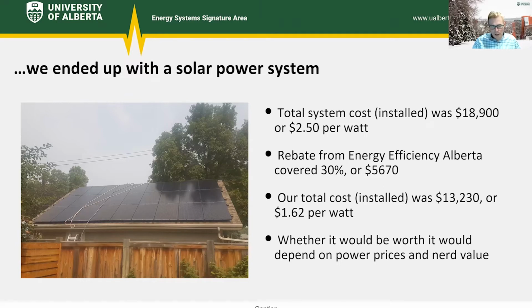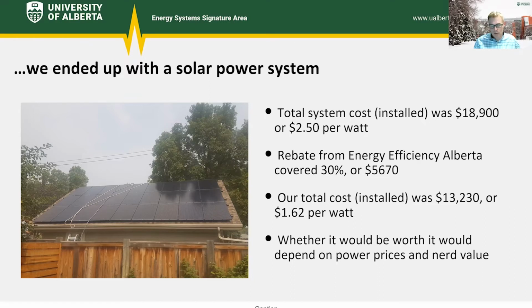And essentially I arrived home and had to inform my family that we were now going to spend $13,230 on a solar power system because of the excellent presentation that my students had given me in class. Now, that was only part of the cost of the system. We did have some rebate when we put it in from Energy Efficiency Alberta that covered a substantial proportion, 30% of the cost.